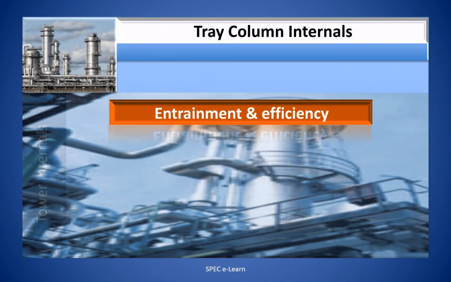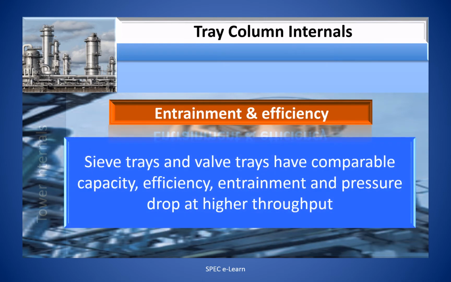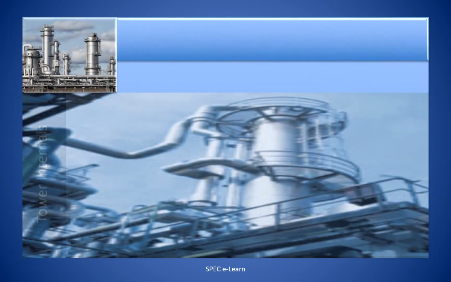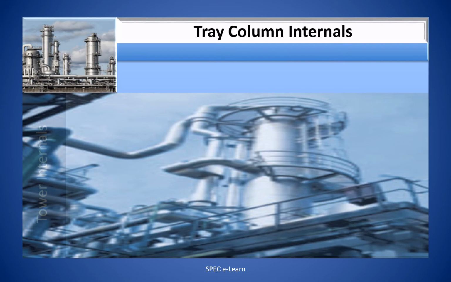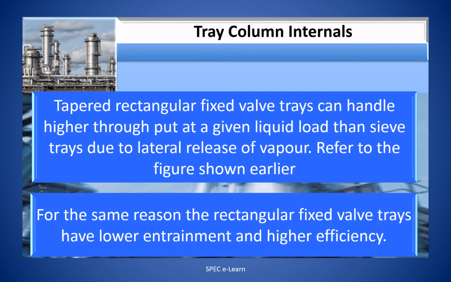Next criteria, entrainment and efficiency. Sieve trays and valve trays have comparable capacity, efficiency, entrainment, and pressure drop at higher throughput. Tapered rectangular fixed valve trays can handle higher throughput at a given liquid load than sieve trays due to later release of vapor. Refer to the figure shown earlier. For the same reason, the rectangular fixed valve trays have lower entrainment and higher efficiency.